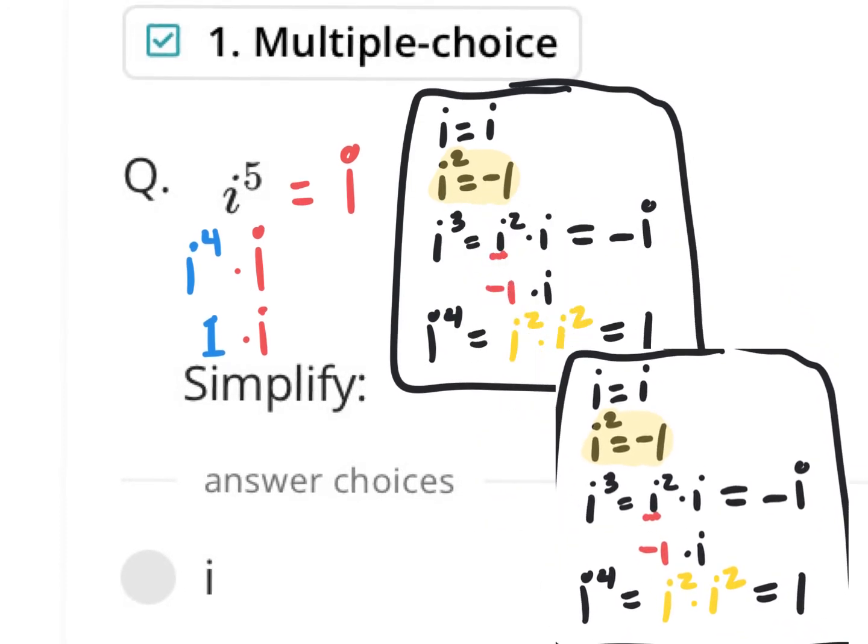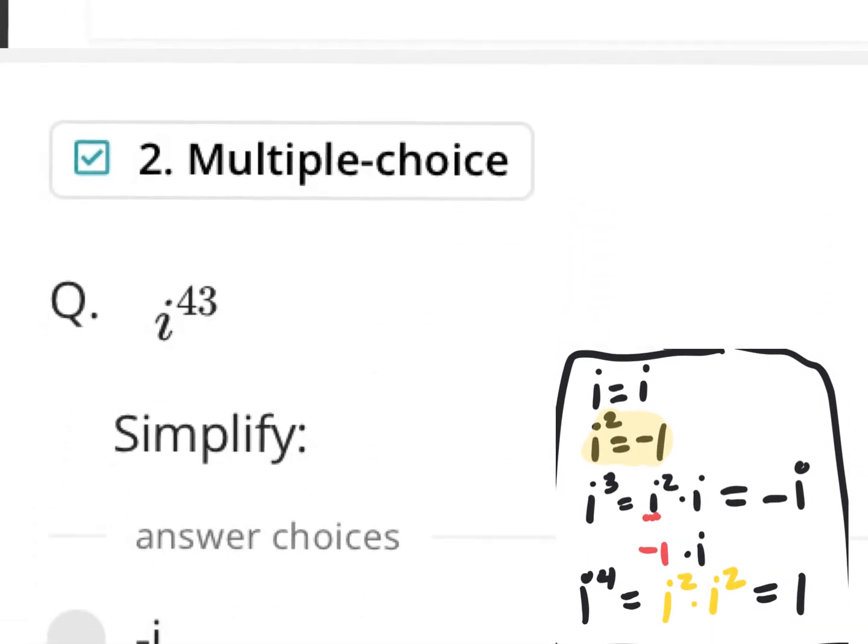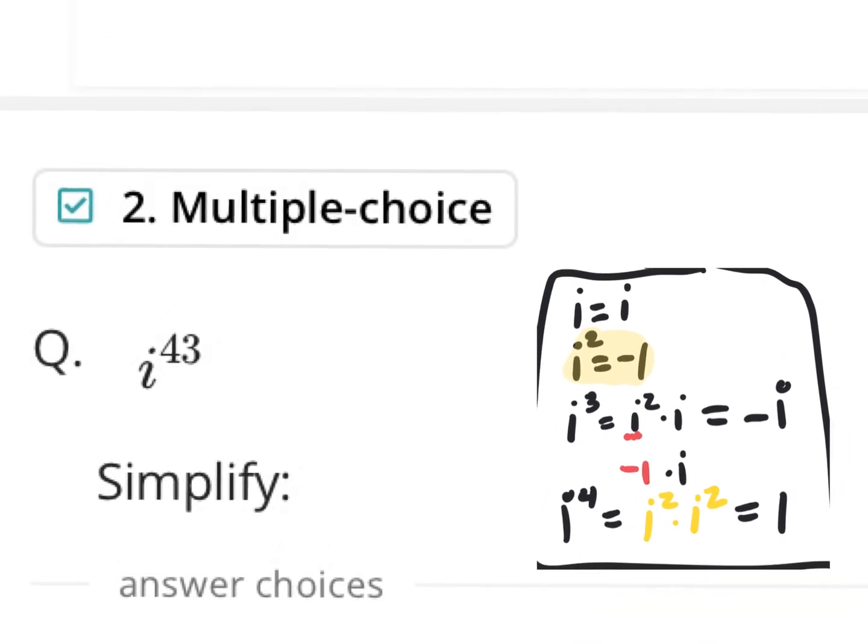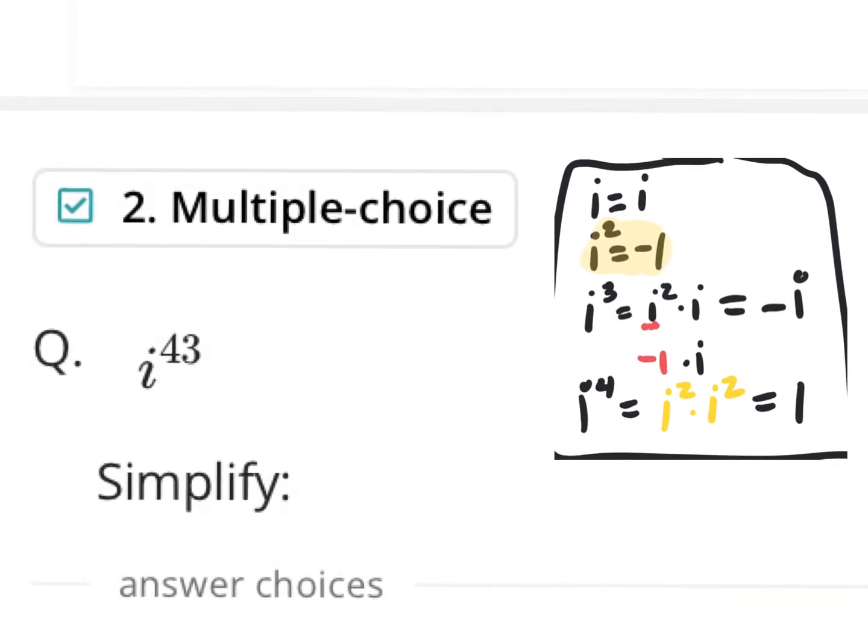So let me actually jump to number 2, i to the 43. And we are using, again, these four facts that i is i, i squared is -1, i to the third is -i, and i to the fourth is 1. Since we know, this is a very, very important one, that i to the fourth is 1, then any i to a certain power that's divisible by 4 will end up being 1, right? If you're able to group all these 43 i's, imagine that.